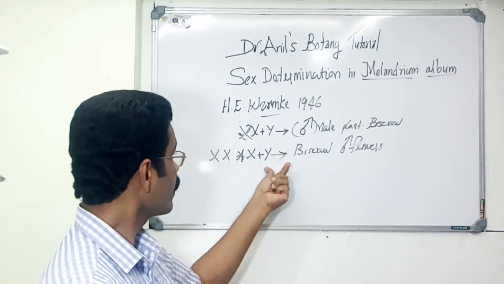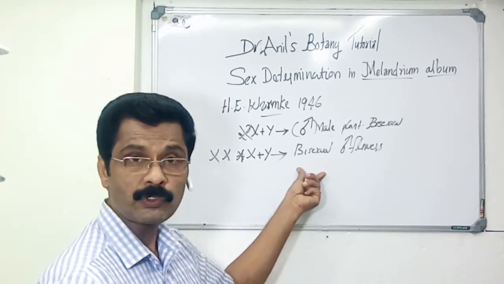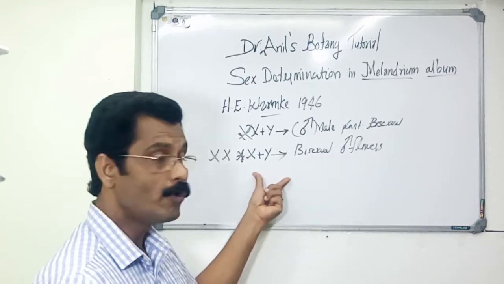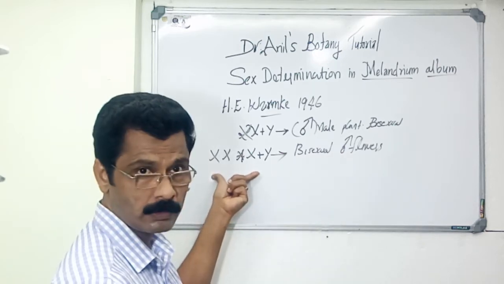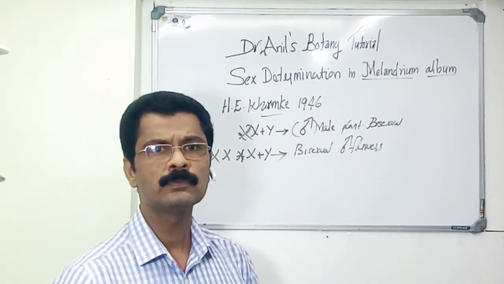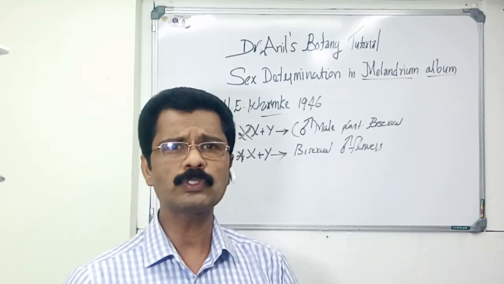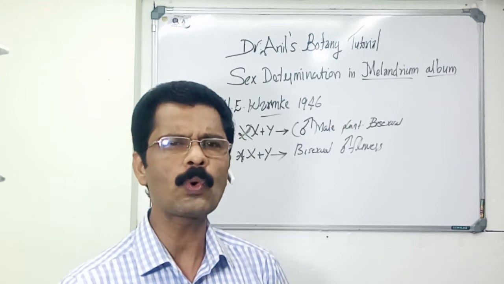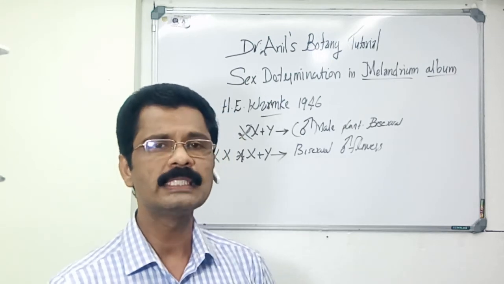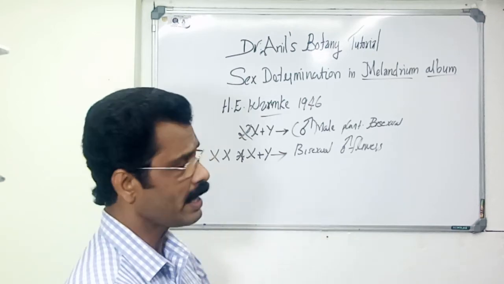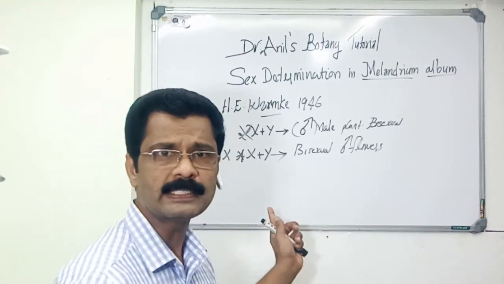So the male potentiality of the Y chromosome is balanced by 4 X chromosomes that stand for femaleness. So the Y chromosome plays a great role in the determination of sex in the case of Melandrium album. Could you follow me this?